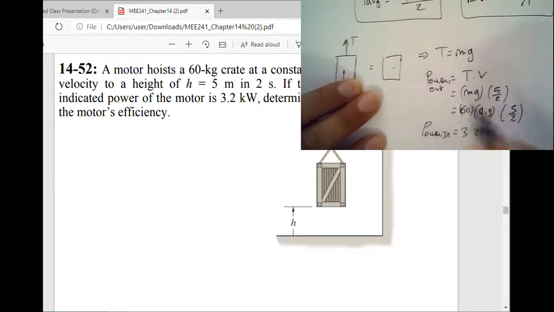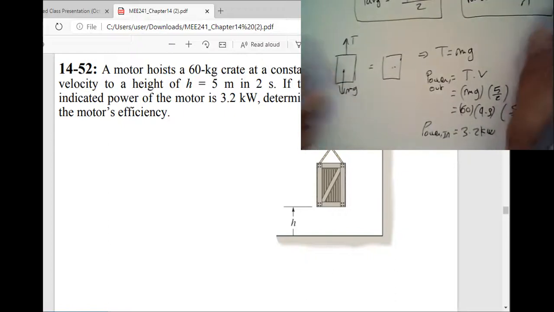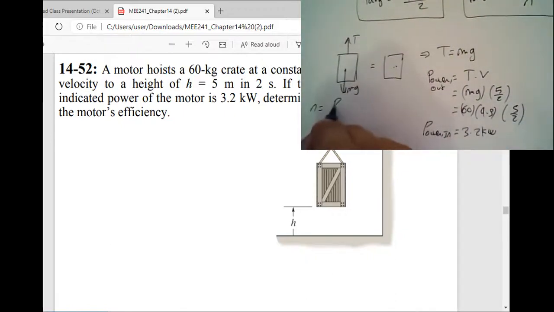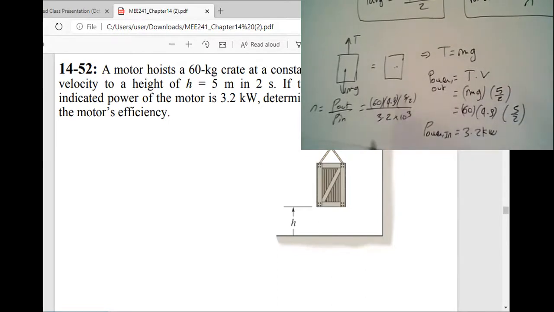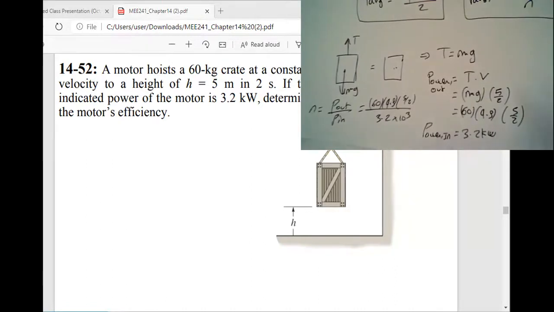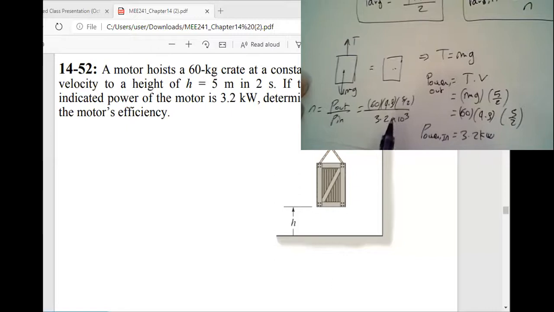Let's call it power output here, right? So what is the efficiency then? Eta is going to be P out over P in, right? P out is how much power we basically got. So tension times velocity is equal to this: 60 times 9.8 times 5 over 2, divided by 3.2 kilo times 10 to the 3. And this is how you get the efficiency. If you multiply 60 times 9.8 times 2.5 divided by that, the efficiency would be 0.46.